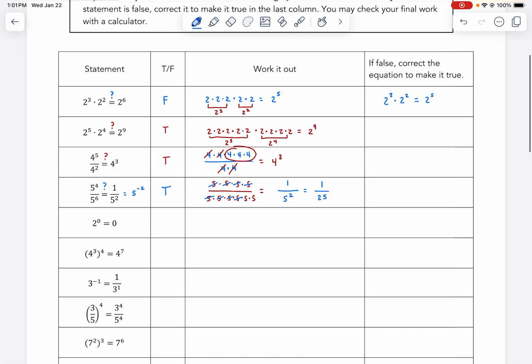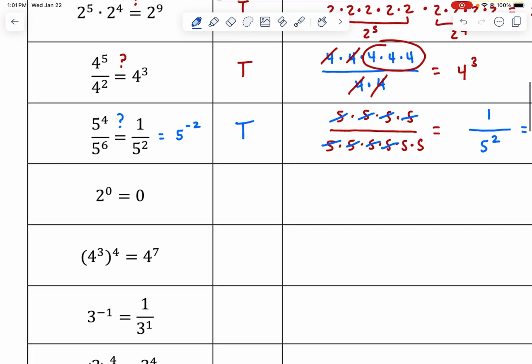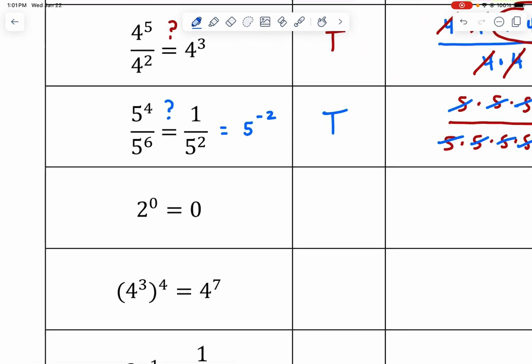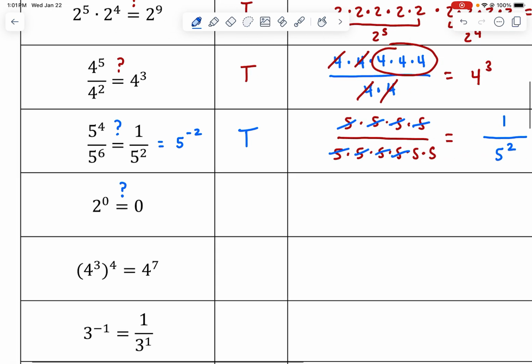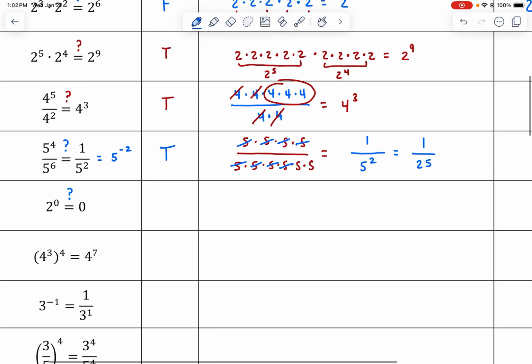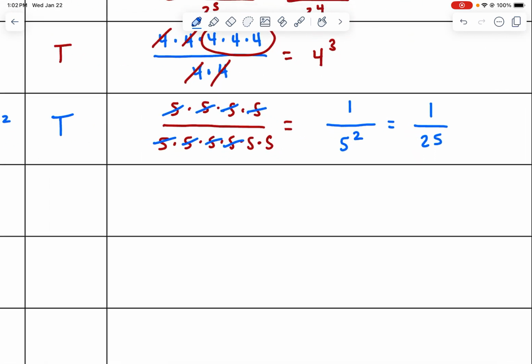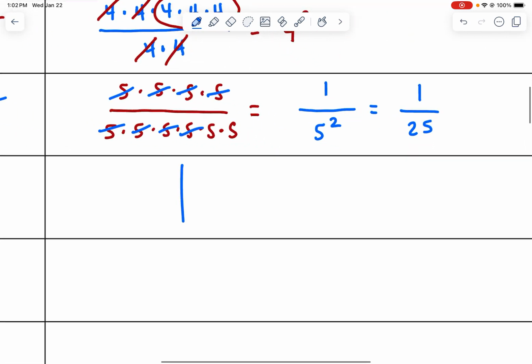Okay. Let's go on to the next one. 2 to the 0 power is equal to 0. Is this statement true or false? So here, one way we can go about solving this out is setting up a little table.